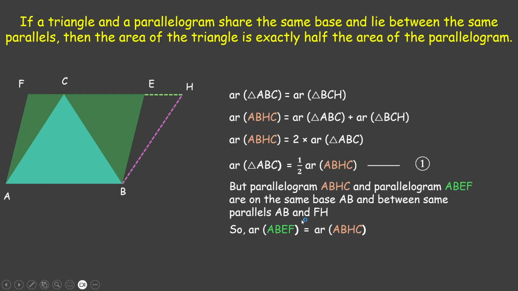Now let us substitute this in equation 1, which will give us area of triangle ABC is equal to half of area of parallelogram ABEF. And that is what we wanted to prove.